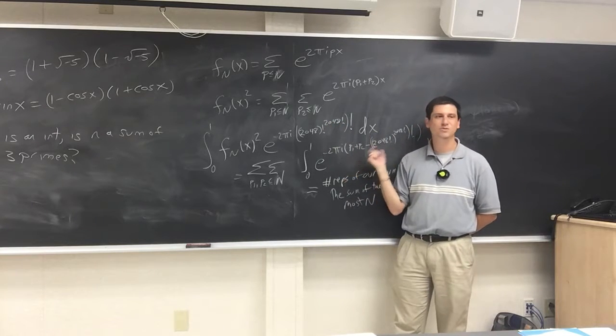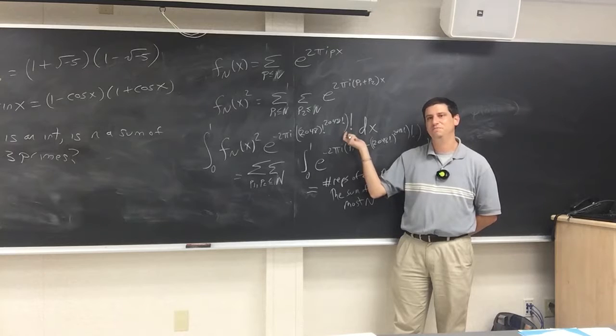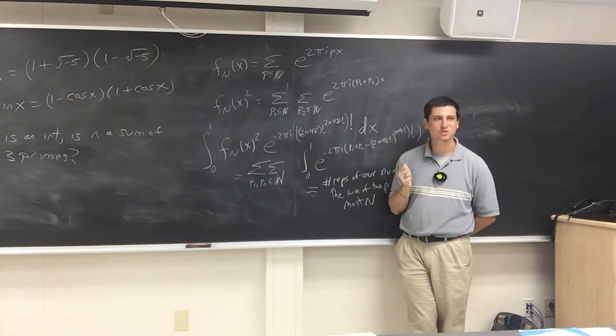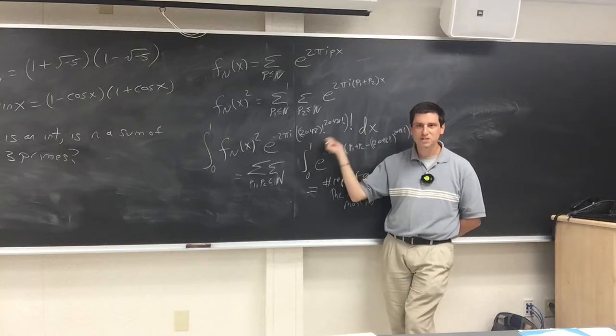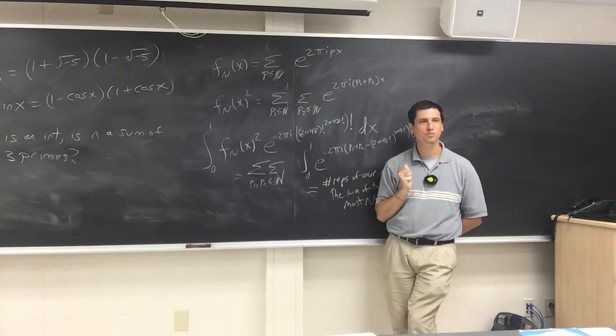Because if I'm writing it as a sum of 2 primes, each of those primes can't be larger than the number itself. And then that will give me the number of representations of this number as the sum of 2 primes. This is an explicit formula that will tell you not only is it doable, but how many ways it is doable.